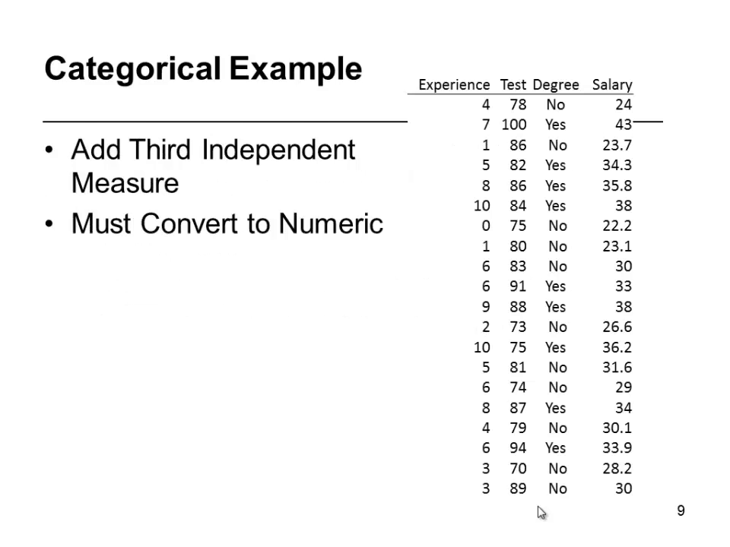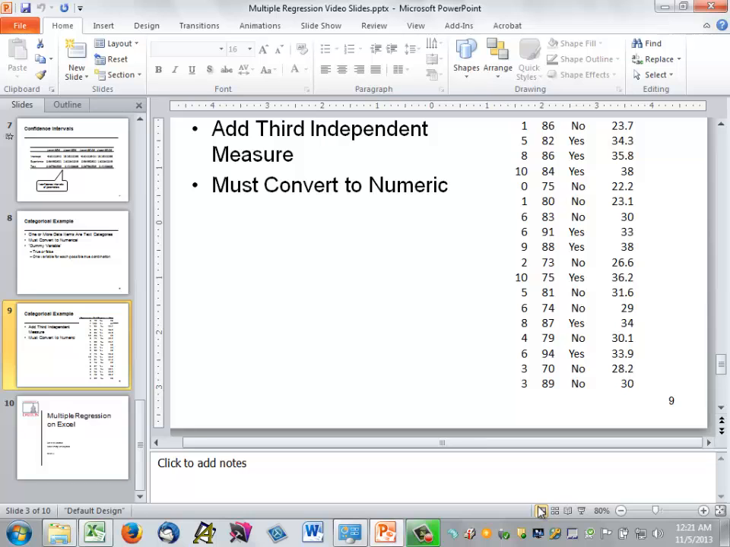Here's our data, and you can see we've added a third. This is the same data we just used a minute ago, but now we've added a third measure, whether or not these folks have a diploma, an educational degree. Some of them do, some of them do not. But we need to convert this information to a number before the spreadsheet can use it. So let me show you how we're going to do that.